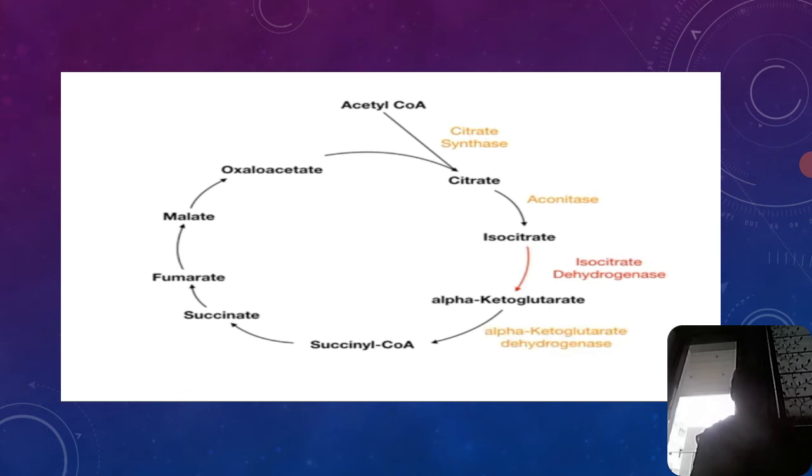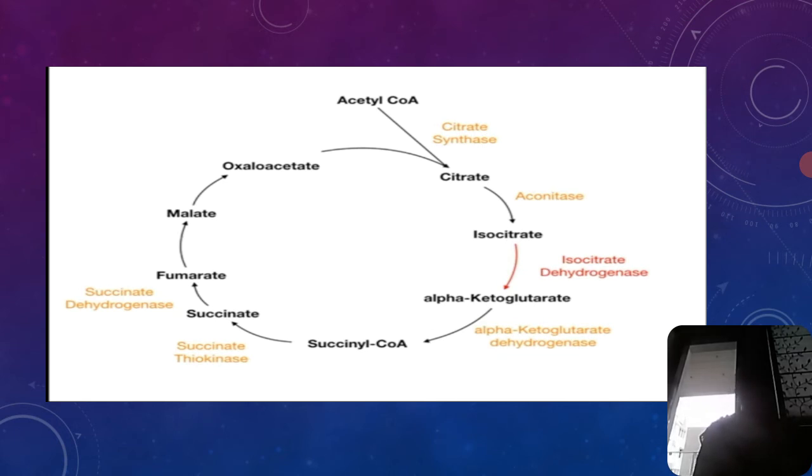citrate synthase that takes place. Then citrate to isocitrate, the presence of aconitase enzyme converts citrate into isocitrate. Then isocitrate into alpha ketoglutarate, there is the action of isocitrate dehydrogenase enzyme involved here. And after the conversion to alpha ketoglutarate, this alpha ketoglutarate, with the help of succinyl coenzyme A, is converted into succinate, and the alpha ketoglutarate dehydrogenase enzyme is involved here.